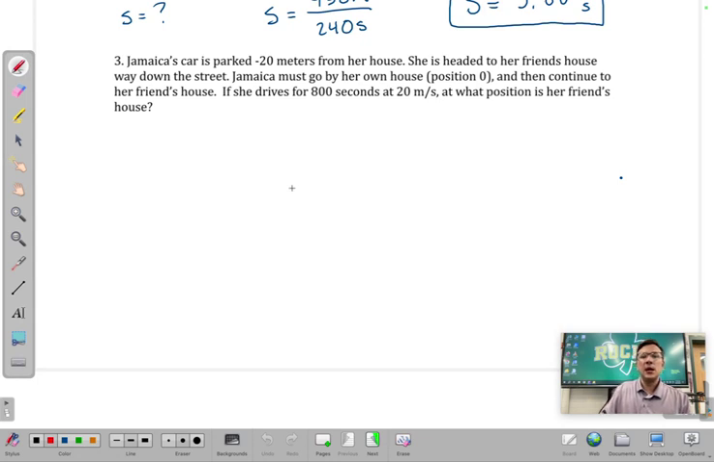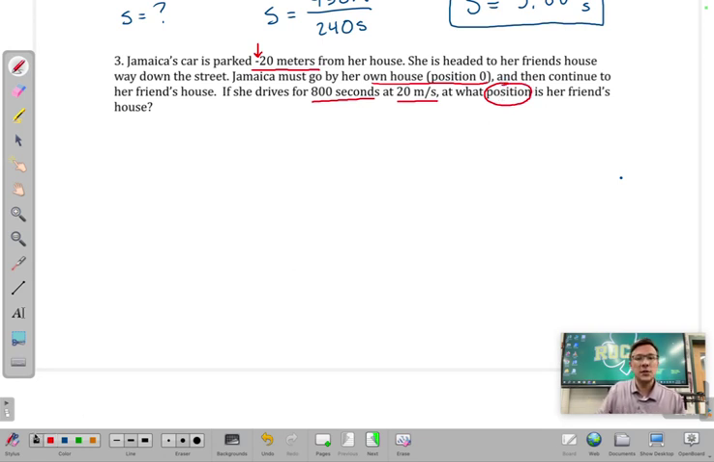This says Jamaica's car is parked negative 20 meters from her house. Be careful about that negative sign right there. She is headed to her friend's house way down the street. Jamaica must go by her own house, which is at a position of 0 meters, and then continue to her friend's house. If she drives for 800 seconds at 20 meters per second, at what position is her friend's house?